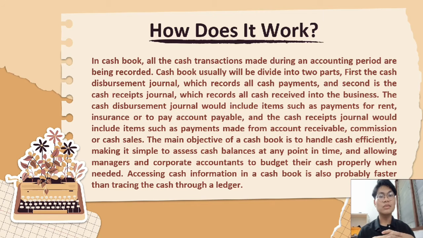The cash disbursement journal will include items such as cash payments for rent, insurance, or to pay accounts payable, and the cash receipt journal will include items such as payments made from accounts receivable, commission or cash sales. The main objective of the cash book is to handle cash efficiently and make it simple to access the cash balance at any point in time, allowing managers and corporate accountants to budget their cash properly when needed. Accessing cash information in a cash book is probably faster than accessing a ledger.